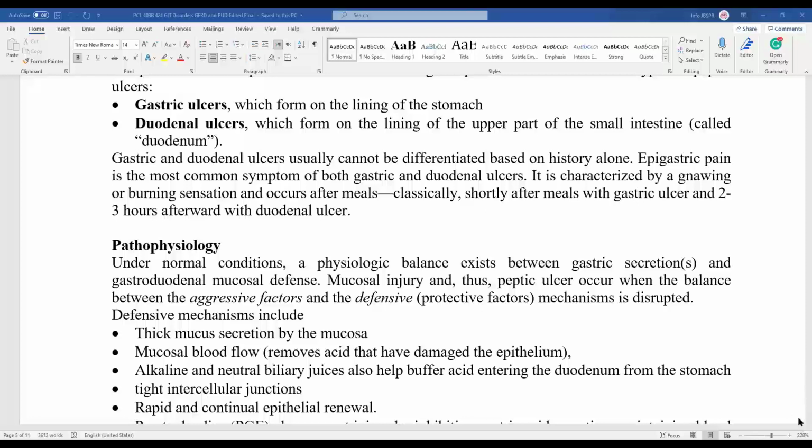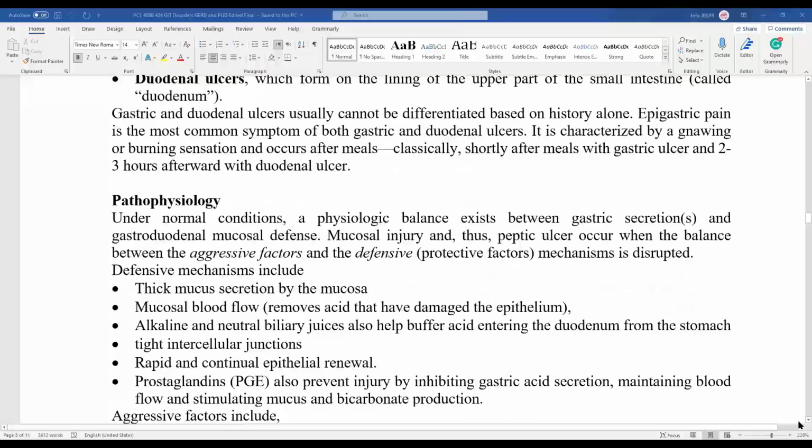Part of the defensive mechanism includes thick mucus secretion by the mucosa. Then there's mucosal blood flow. There are alkaline or neutral biliary juices that help to buffer the acid entering the duodenum from the stomach. And then, of course, we have prostaglandins that prevent injury by inhibiting gastric secretion.